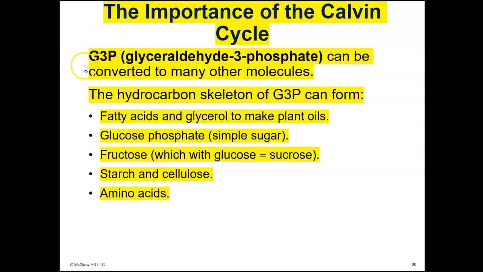which is the reduction, carbon dioxide reduction step. And the product is called G3P. This is the whole purpose of the Calvin cycle, to produce G3P, or glyceraldehyde 3-phosphate, because G3P is a 3-carbon molecule, and it can be converted into glucose, which is a 6-carbon molecule, fructose, which is another 6-carbon molecule, and if you have glucose and fructose chemically combined, you get sucrose.